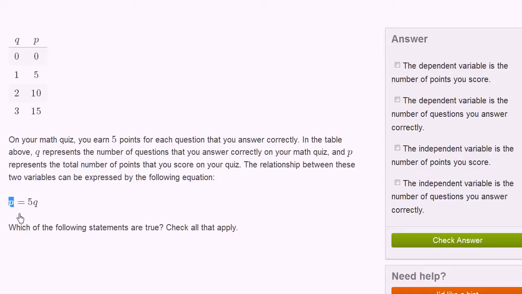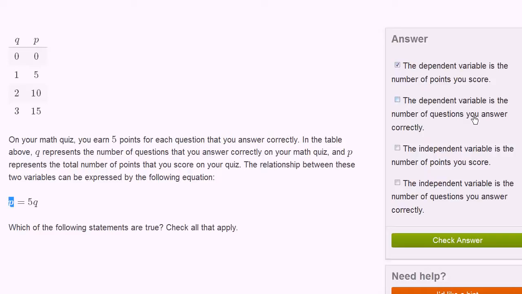And typically the convention is to have the dependent variable be equal to some expression involving the independent variable. And you see that right over here. P is dependent on what happens to Q. Depending on the number of questions, you multiply it by 5 and you get P. So the dependent variable is the number of points you score.